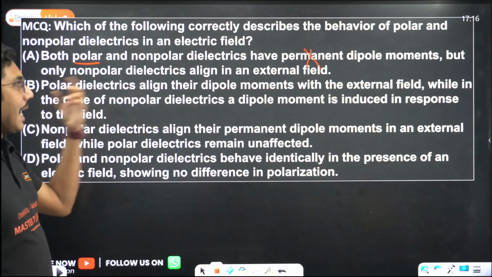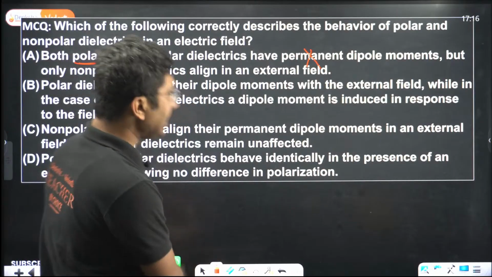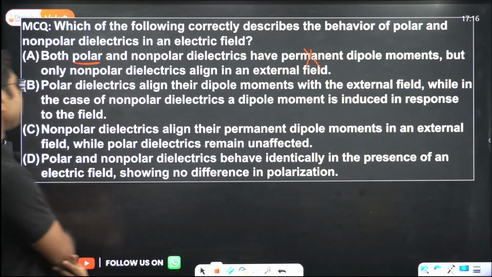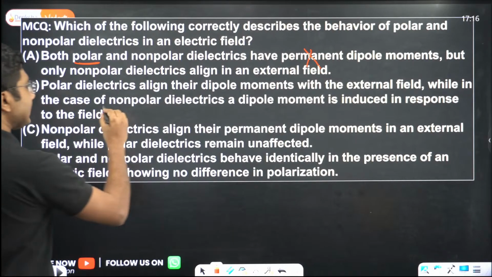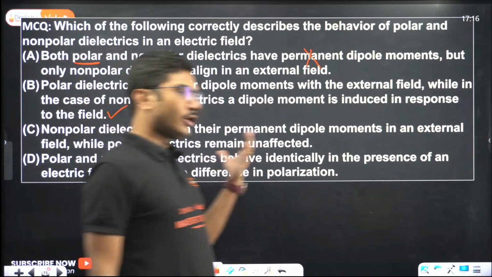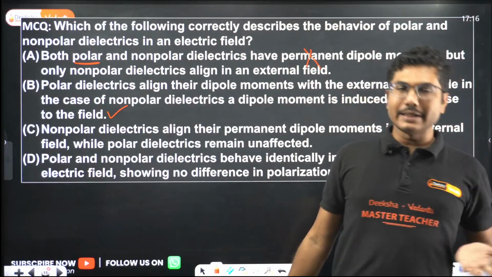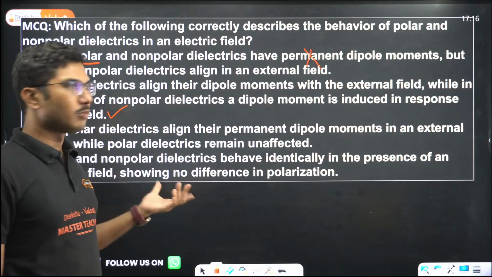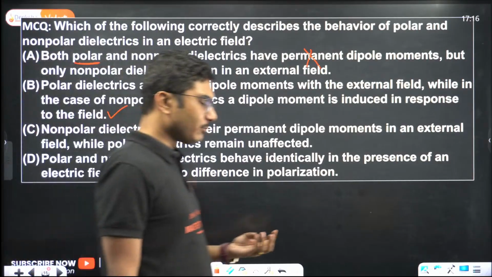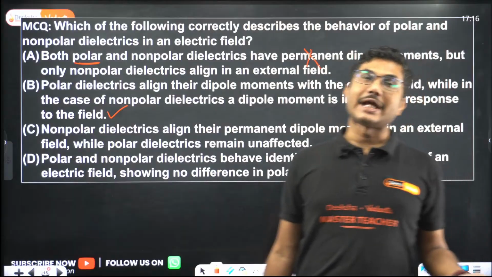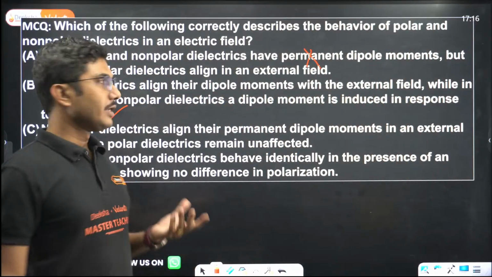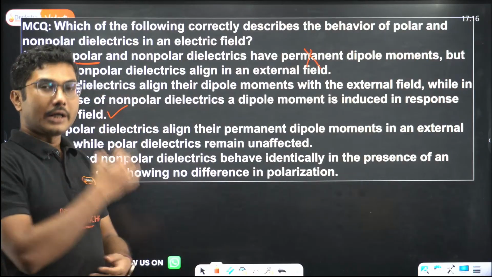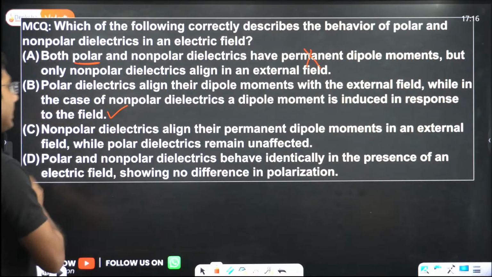Polar dielectrics align their dipole moments with the external electric field, while in the case of non-polar dielectrics, the dipole moment is induced in response to the field. Okay, so this is basically correct. Polar dielectrics already have a dipole moment, so they align their arrangement in the external electric field. Non-polar ones do not have any dipole moment. Whatever dipole moment is produced inside them in the presence of the electric field can be considered an induced dipole moment. So that is induction of dipole moment. In the presence of an external electric field, a dipole moment is induced in the non-polar dielectric. So this is the correct statement.